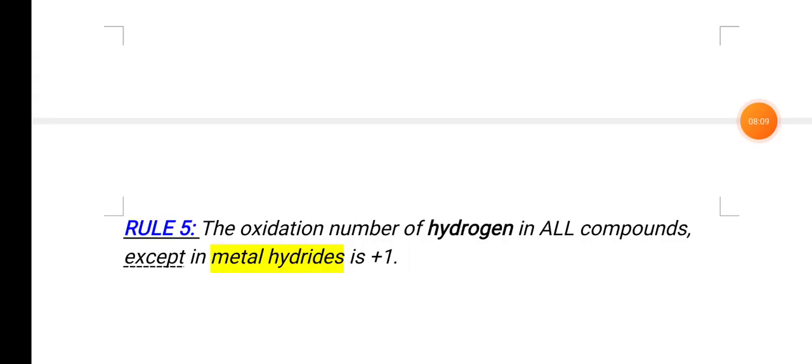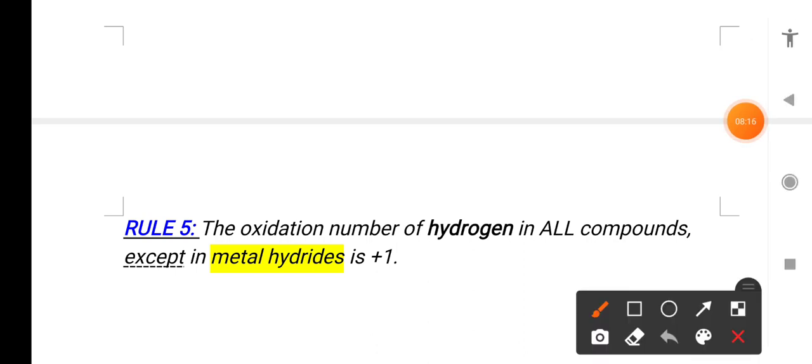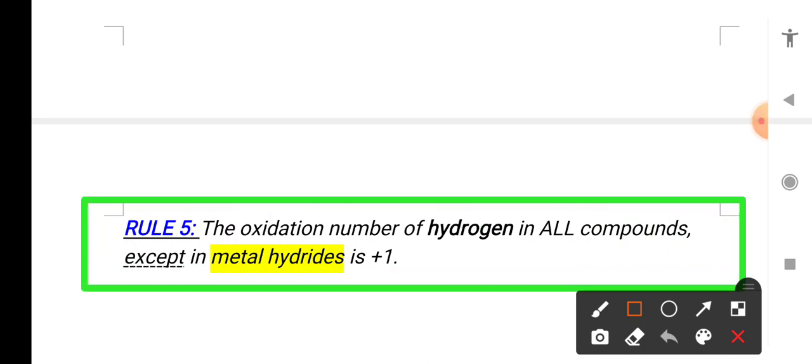So rule 5 says that the oxidation number of hydrogen in all compounds except metal hydrides is +1. That's the oxidation number of hydrogen in all compounds, except for metal hydrides, is +1.